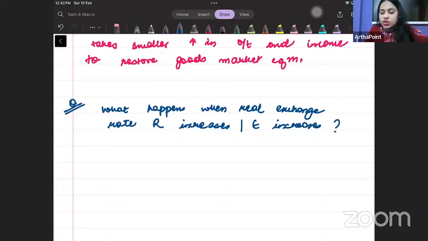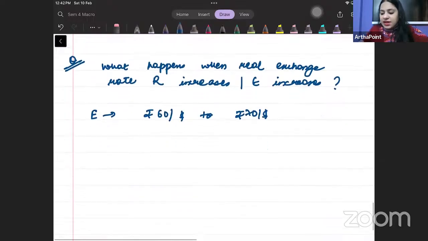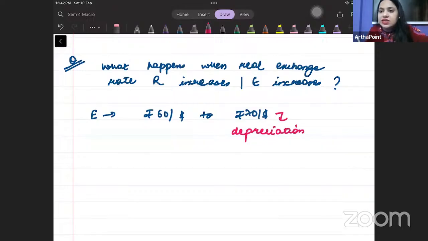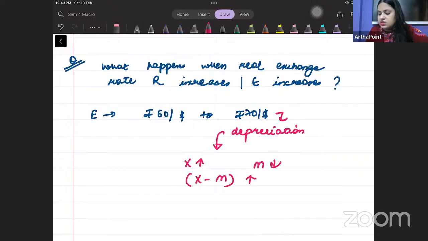बेटा एक्सचेंज रेट इंक्रीज होने का मतलब हो गया that you are going from ₹60 per dollar to ₹70 per dollar. माने this is depreciation of the currency, right? It is depreciation of the currency. And if the currency depreciates, we know that exports will increase and imports will fall. So export minus import will increase. So net exports will increase.